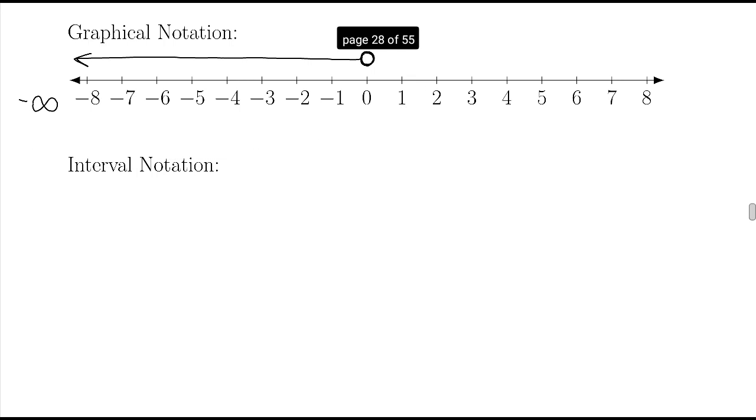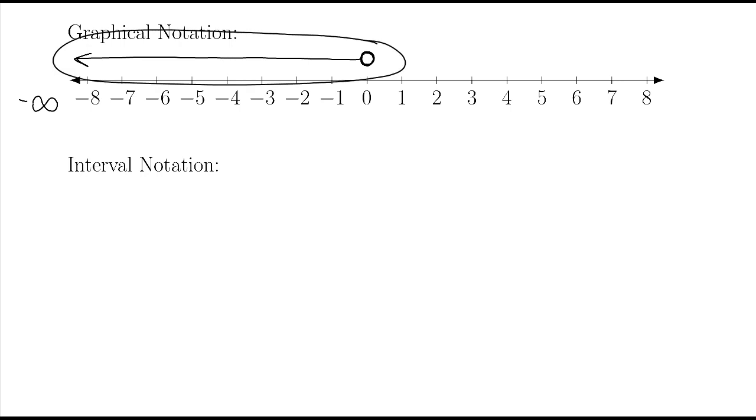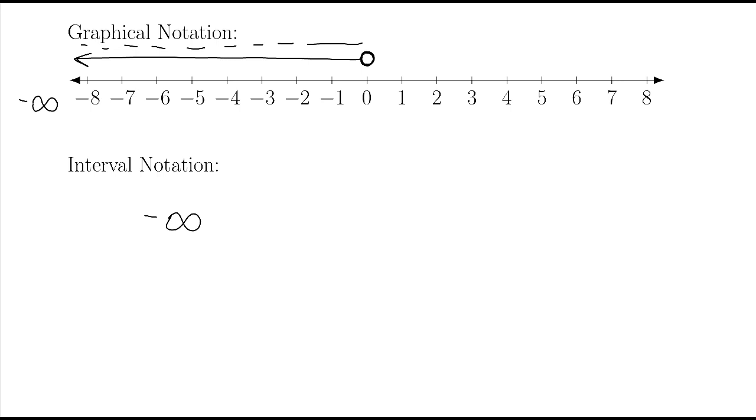Instead of drawing the graph for interval notation, I'm going to look at what is the furthest left that this arrow that I just drew goes. Well, it goes to negative infinity. That's the furthest to the left. How far to the right does this go? It goes to 0. 0 is a sort of cutoff point. So I'm going to say from negative infinity, comma, to 0, that's where my solutions are.